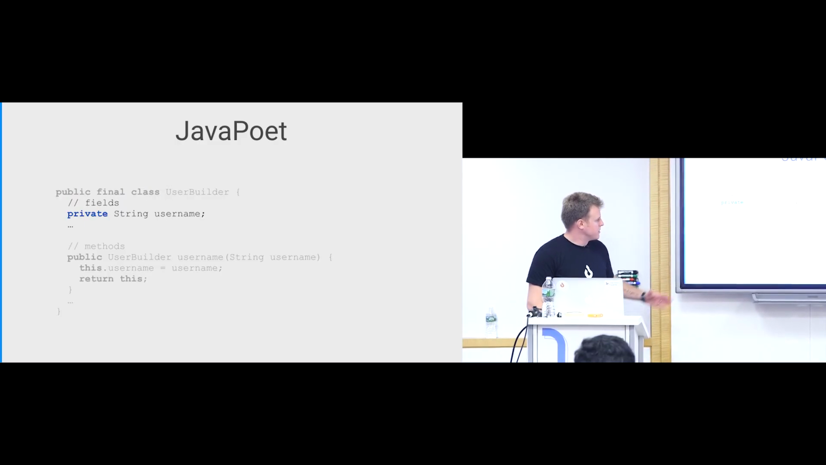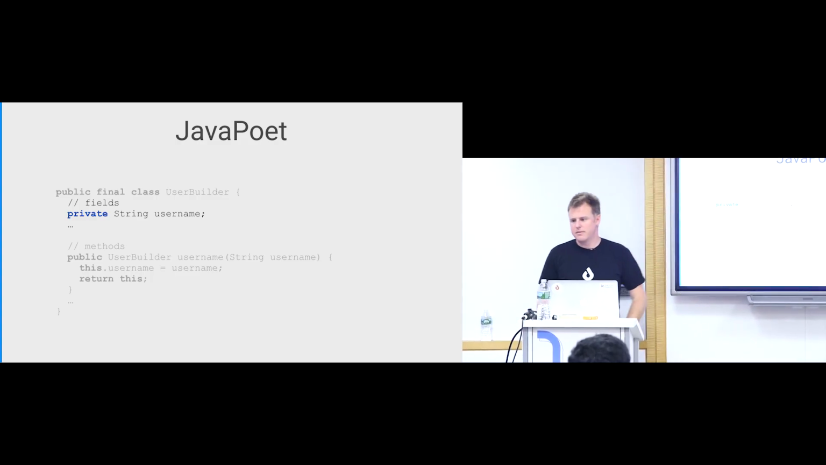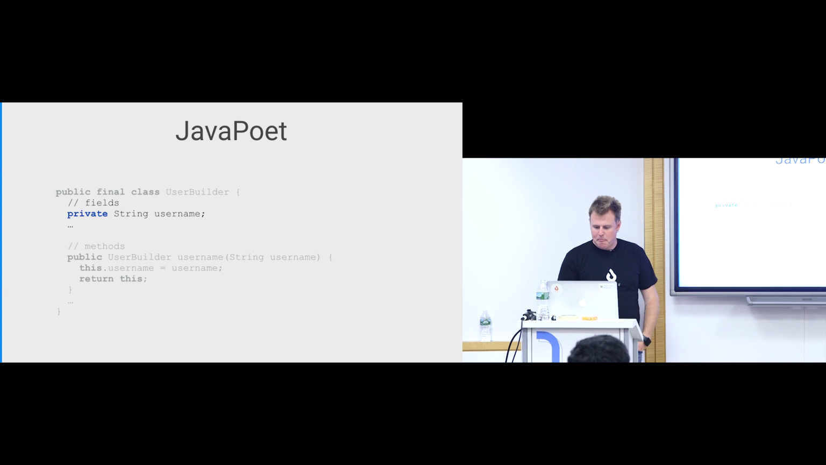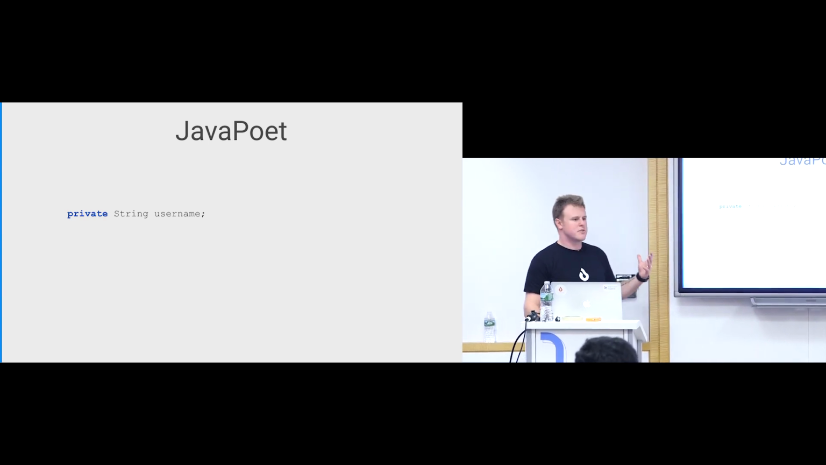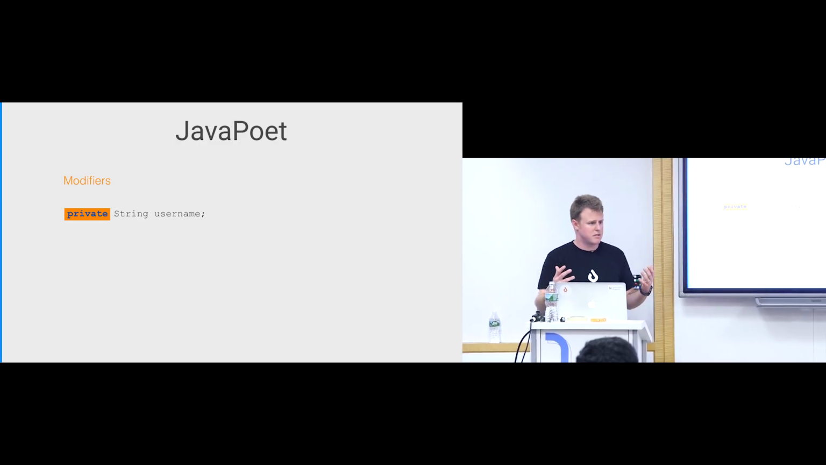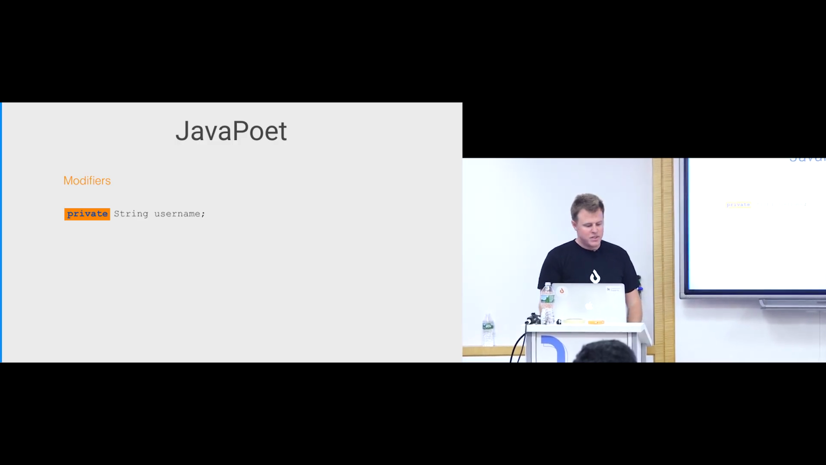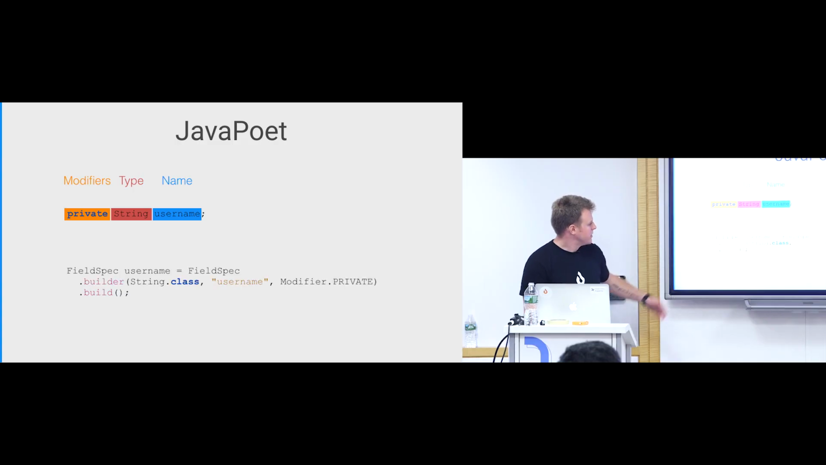So now that we have a way to reference it, we're going to move on to the inside, and we're going to start out with the field. Fields are pretty simple. What these things are made of are modifiers: private, final, static. All of those are modifiers. We have a type, and we have the name, right? Pretty straightforward. Java Poet basically lets us do all of this using a builder pattern as a FieldSpec.